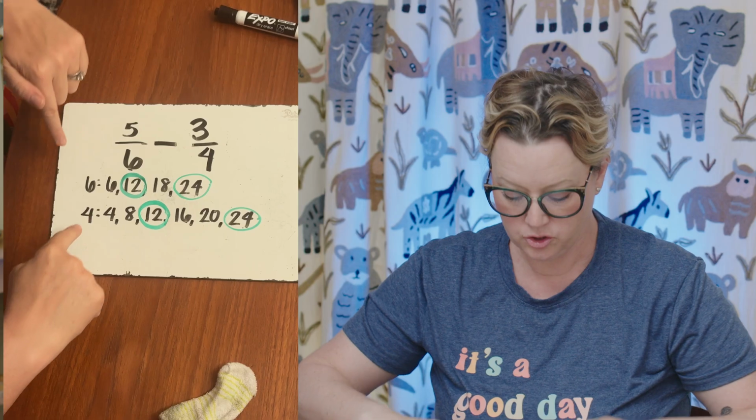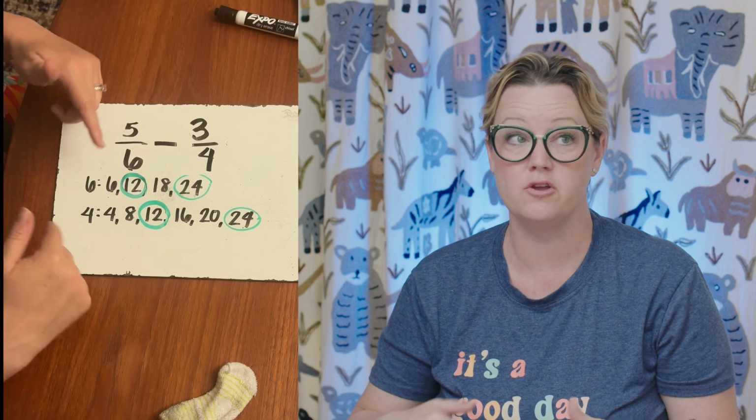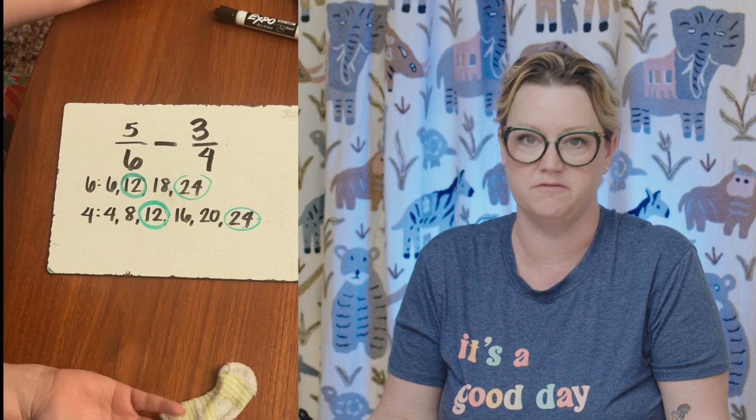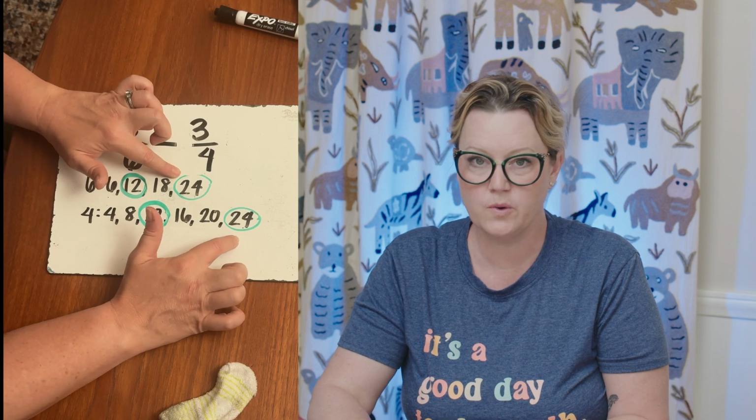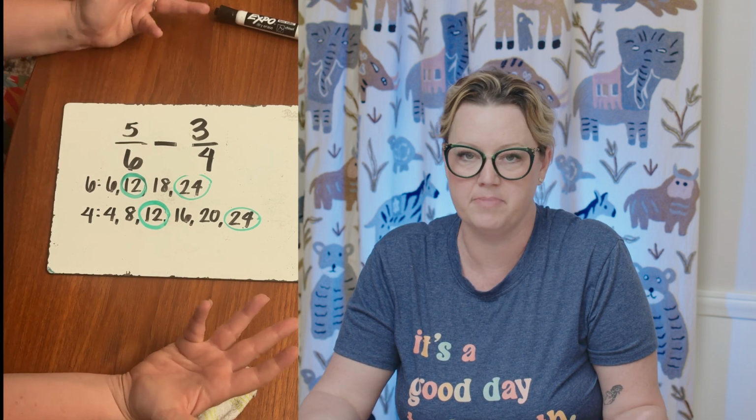Multiply them together, done. You don't have to do all of this. Now you have to simplify afterwards, which is fine. If you use 12, you won't necessarily have to simplify. If you use 24, you are definitely going to have to simplify, but you're good at that.